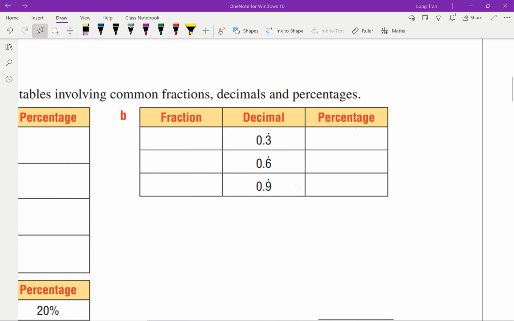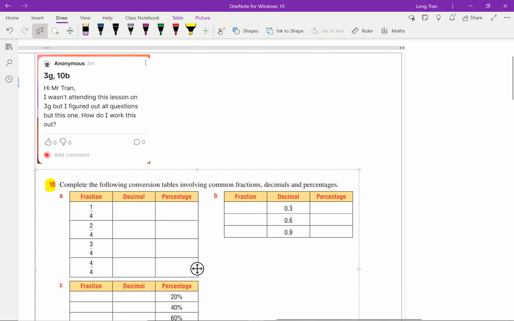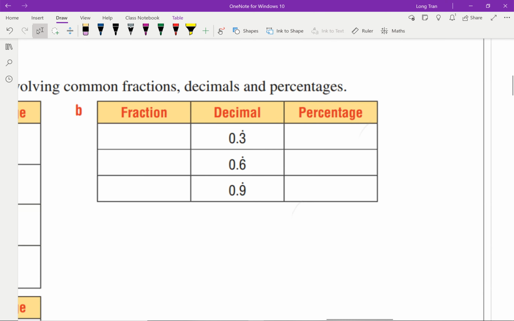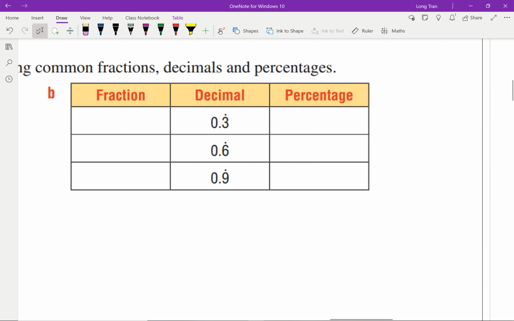Hey there, you alright? So I can see that there's a question here for 10b. It's actually a really good question: how do you convert recurring decimals into a fraction and percentage? It's not something I focused on in terms of proving and showing, so this is a great question that you're asking.